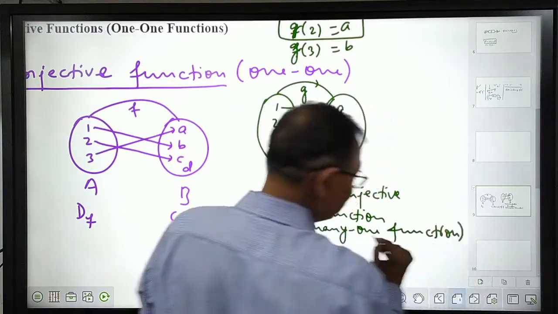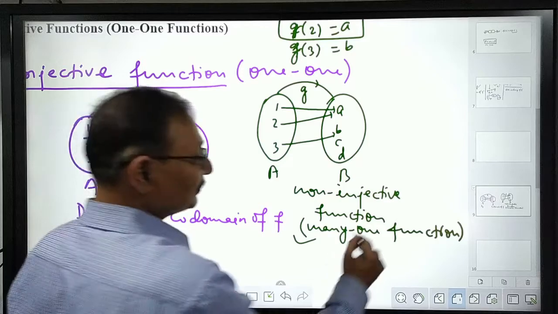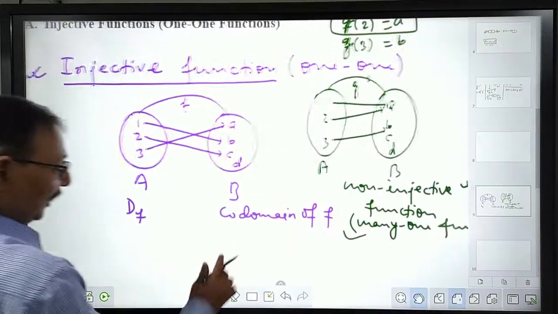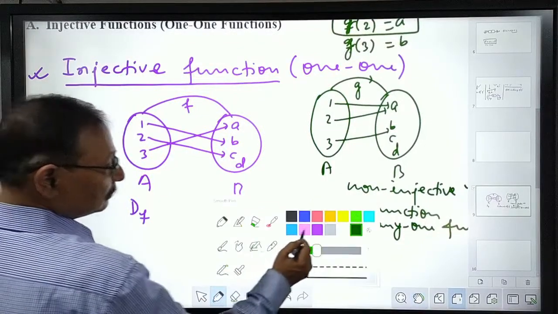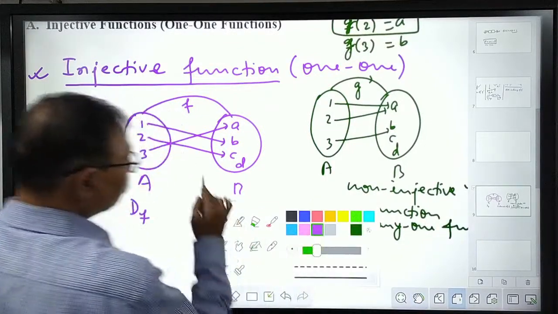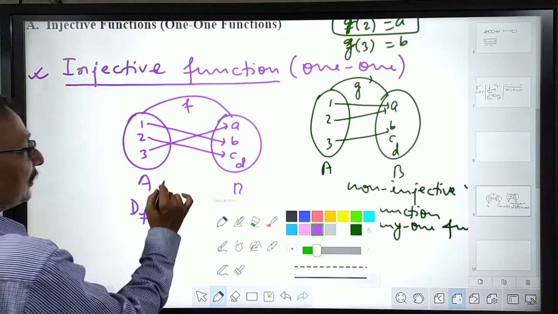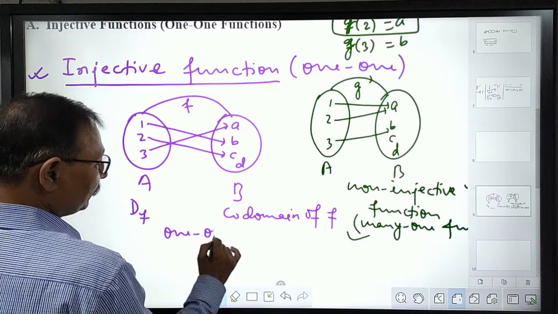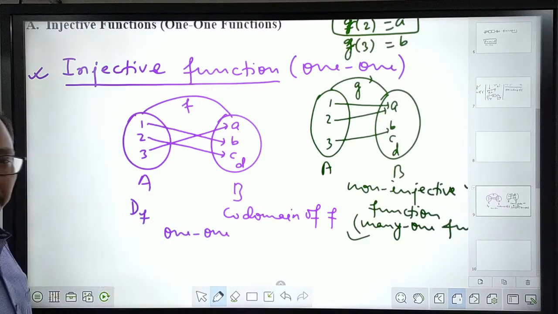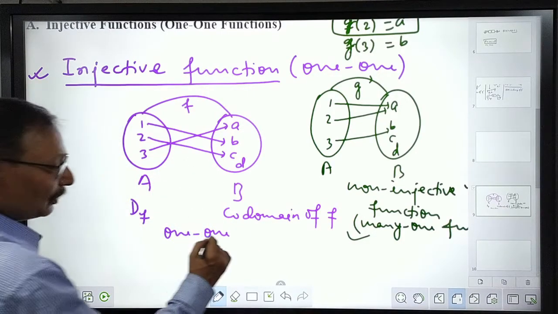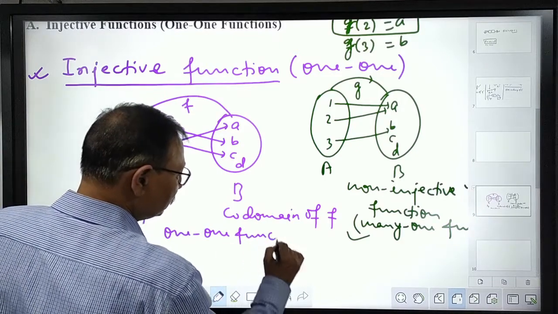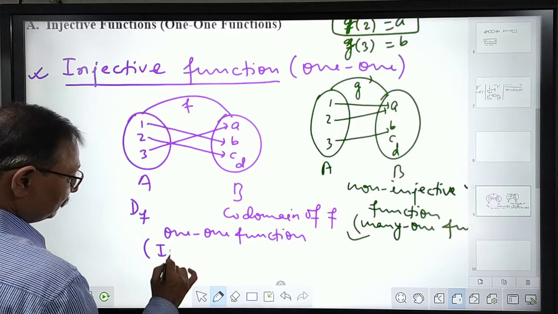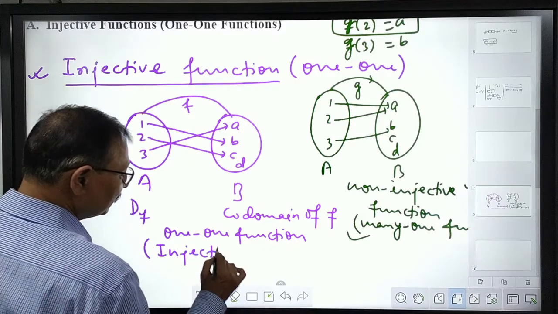Okay, this is the traditional name, and this is the latest naming system. As you have here, this is clearly a one-one function. This is having one-one correspondence. This one is called a one-one function, and nowadays it is termed as injective. So this function is injective.